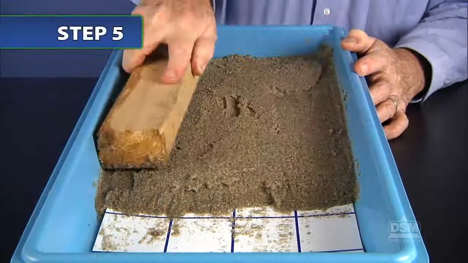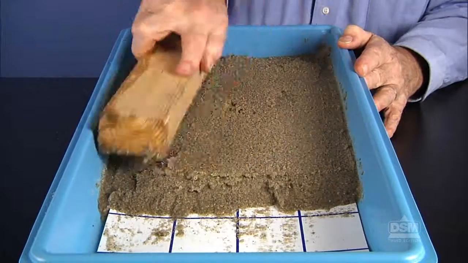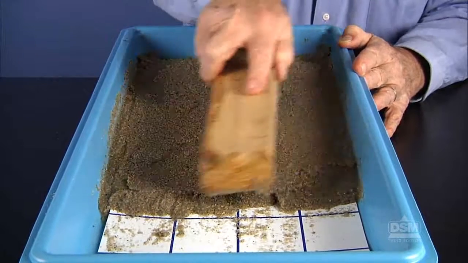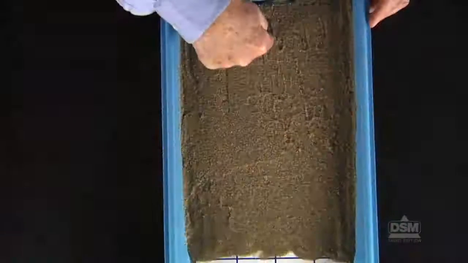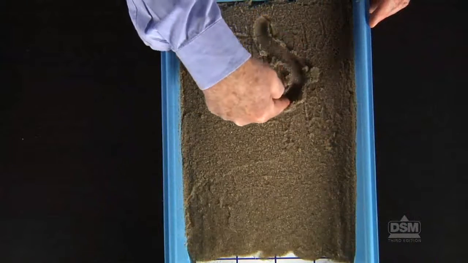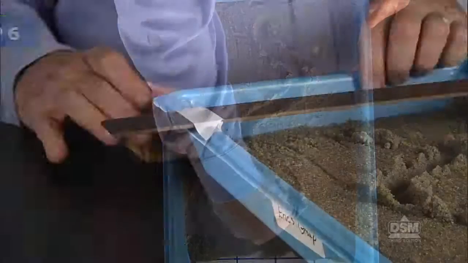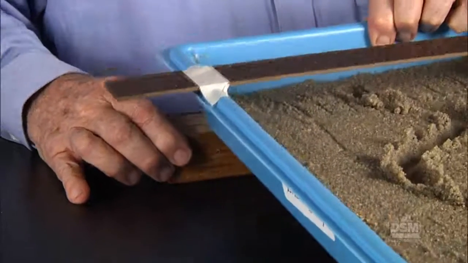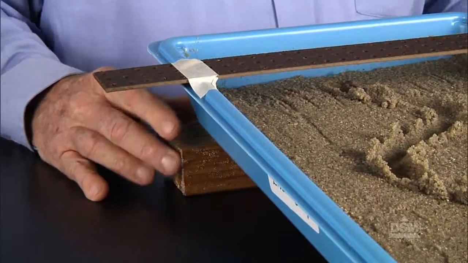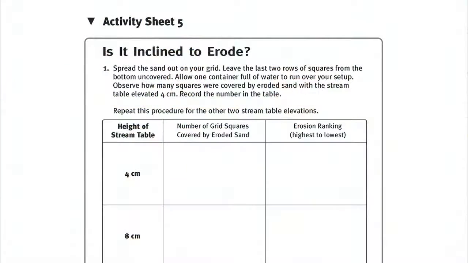Then smooth it out and reshape it so that it covers 2/3 of the grid and slopes gently toward the end with the hole. Then have them trace a shallow meander from the top of the stream table to the bottom, as they did in Activity 2. Next, instruct each team to elevate the sand-filled end of their stream table 4 centimeters, and then distribute a copy of Activity Sheet 5 to each student.